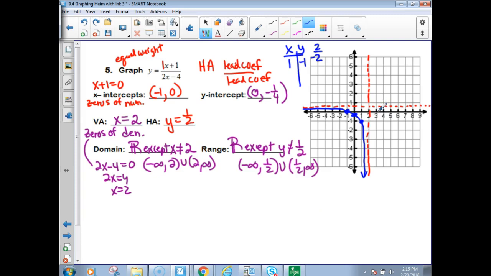The other point I would plug in would be 3, because it's to the right of the vertical asymptote. If I substituted in 3 in there, I would have 3 plus 1, which is 4 on top. I'd have 2 times 3, which is 6. 6 minus 4 is 2, and 4 divided by 2 is 2. So 3, 2 is a point on the graph. If you'd like to put in some more, you could, but I'm thinking let's just sketch. And run along your asymptotes. Make sure you put arrows on your end behavior.